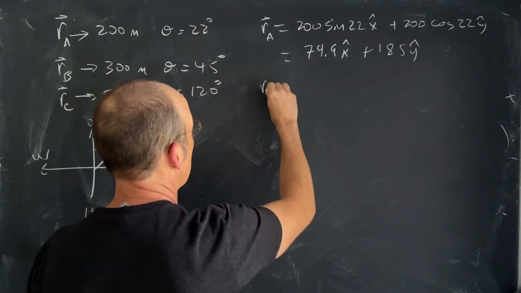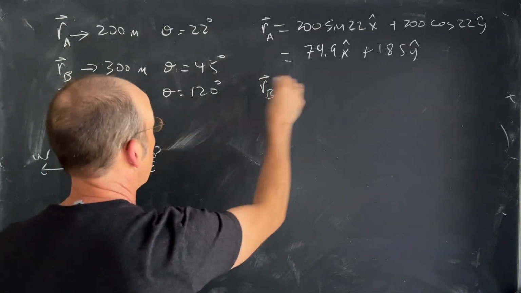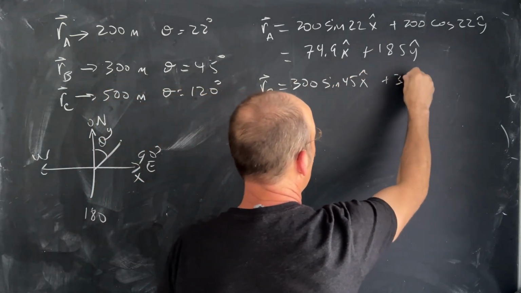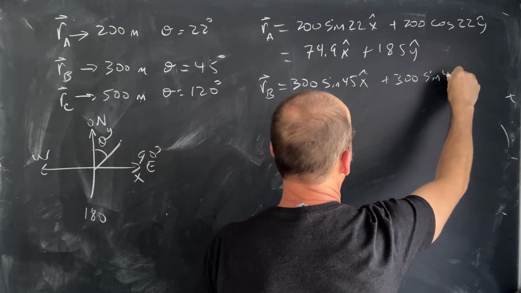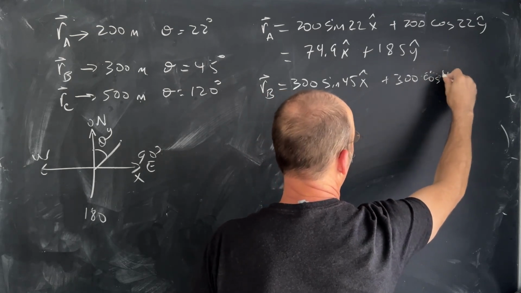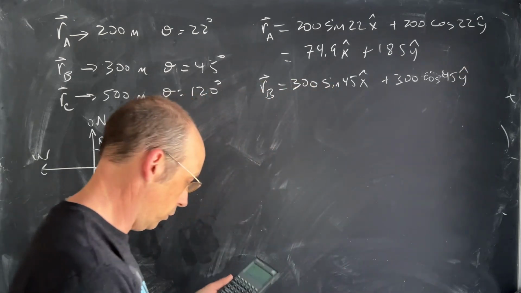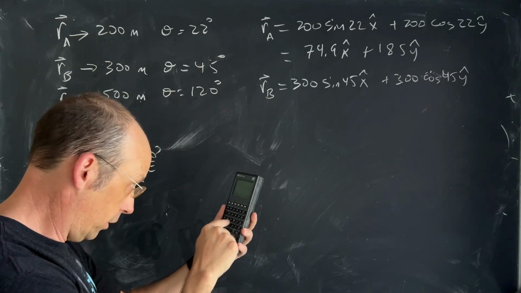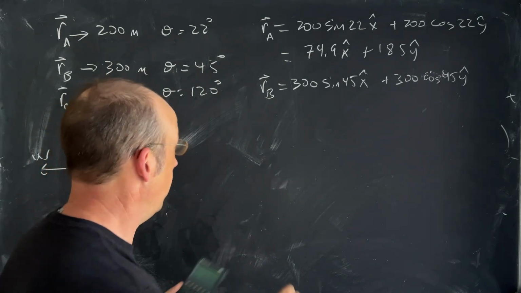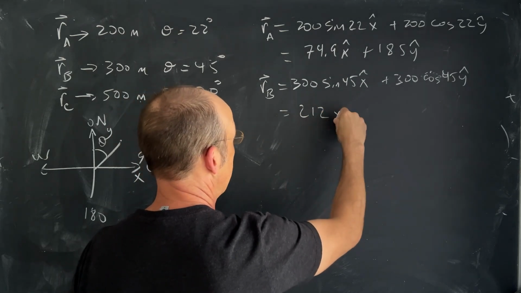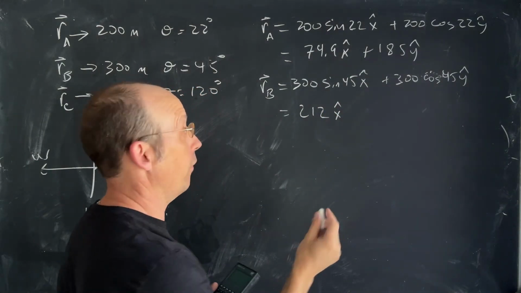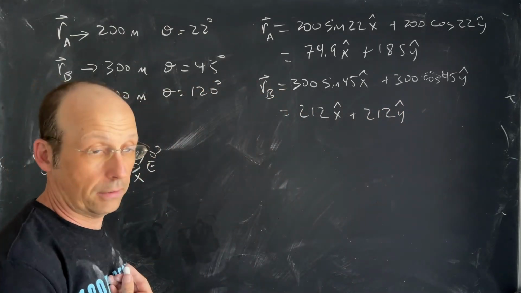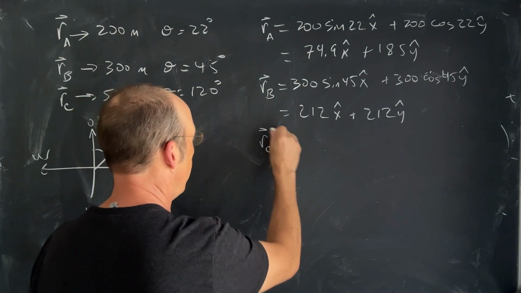Now let's do RB. It's going to be equal to 300 sine 45 x hat plus 300 cosine 45 y hat. So let's put that in: 300 sine 45, and cosine 45, and I get 212 x hat. Sine 45 and cosine 45 are the same thing, so you get the same thing for y. You can put it in your calculator if you want to. I'm okay with you doing it either way.